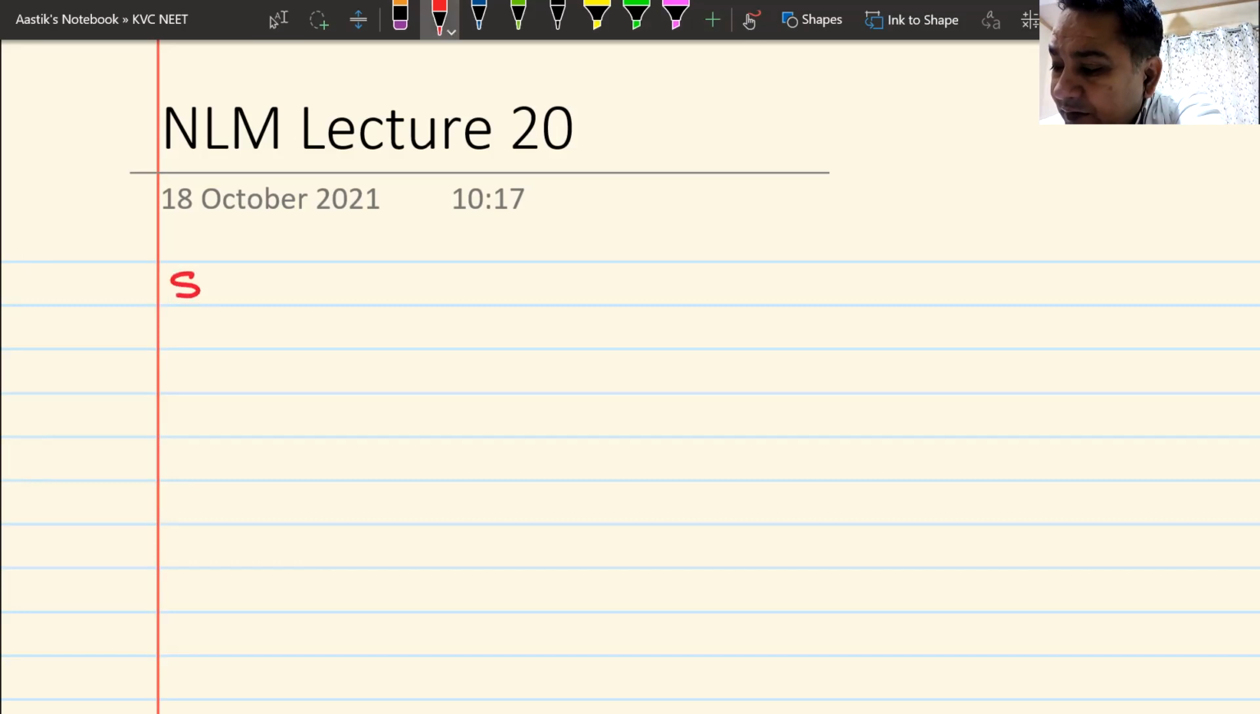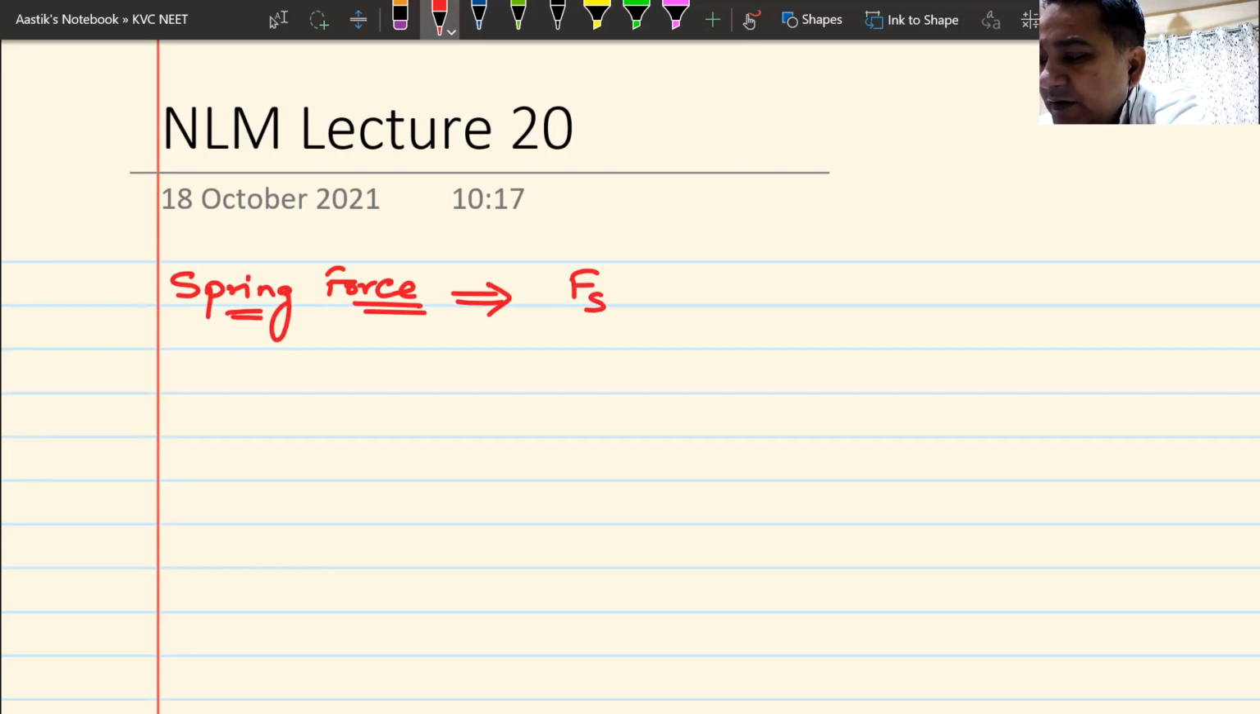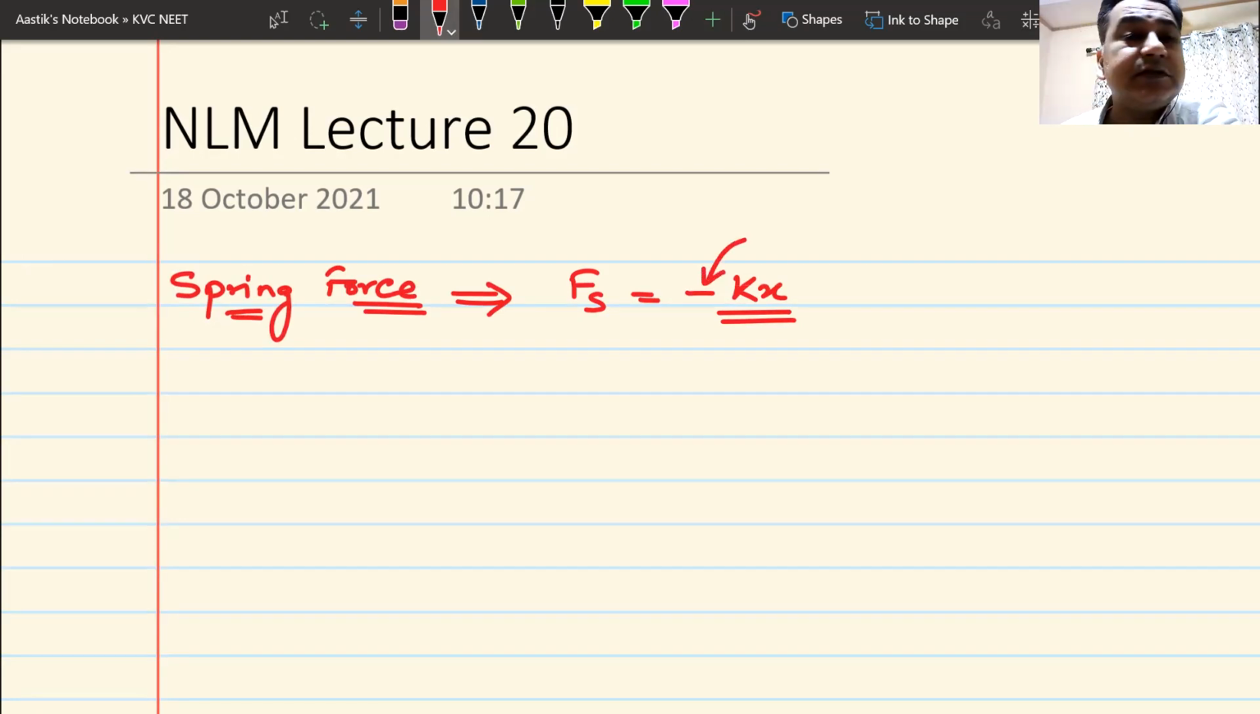I think we had already finished with spring force. We had seen that the spring force is equal to Fs. We write it as F spring is minus Kx, where x is the displacement or the extension or the compression in the spring. This minus sign indicates that this spring force is opposite to the displacement. That means if the spring is getting compressed, the spring will try to push it out. If the spring is getting elongated, it will try to pull it in. We had done questions on this, and I hope that you remember this.